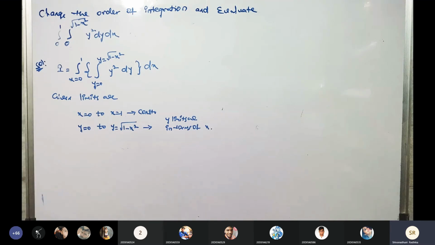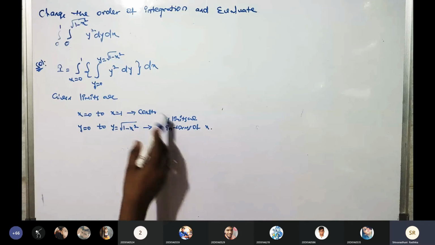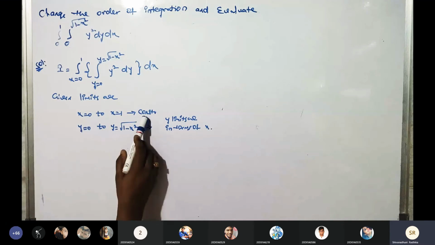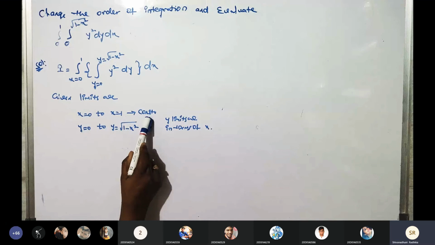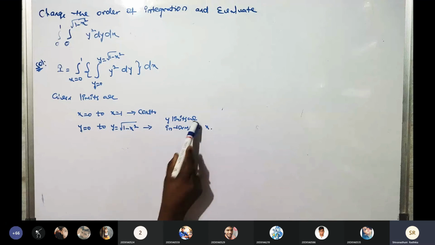What about the new limits? Tell me. Opposite of these statements. Here y we need to change. We are going to find the y limits as constants, and the x limits are in terms of y.